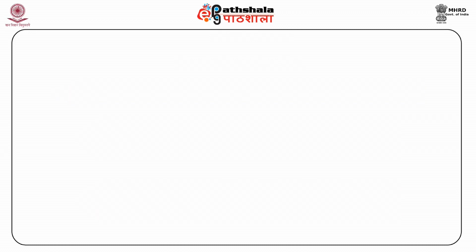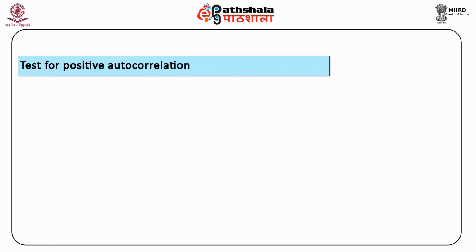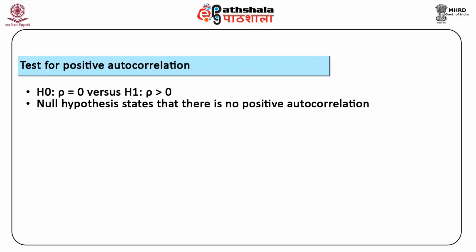We use the t-test for the coefficient of u_{t-1} hat to carry out the following hypothesis test, which is the first, a test for positive autocorrelation, where again we write the null hypothesis as H0: rho is equal to 0 versus H1: rho is greater than 0. So the null hypothesis states that there is no positive autocorrelation.